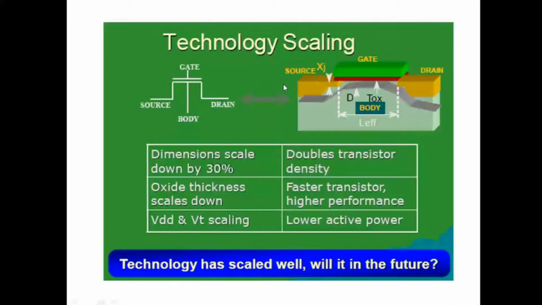For every successive node, dimensions are scaled by a factor of 30%, which doubles the transistor density in the same area. Oxide thickness scales down, which gives us faster transistors and higher performance. VDD and VT are scaled, though not proportionately, but this helps us to lower the active power. The question is, technology has scaled well. Will it continue to do that in future?